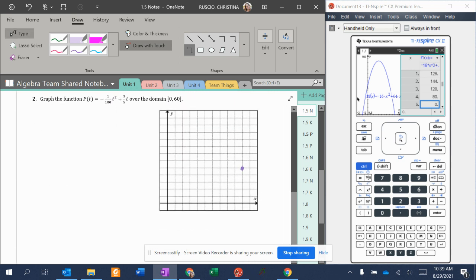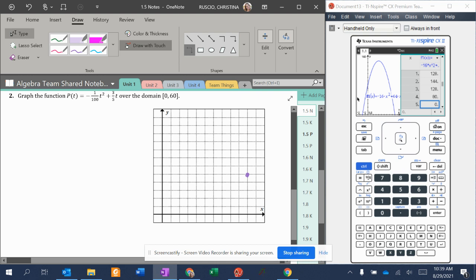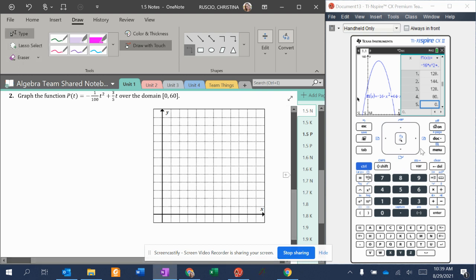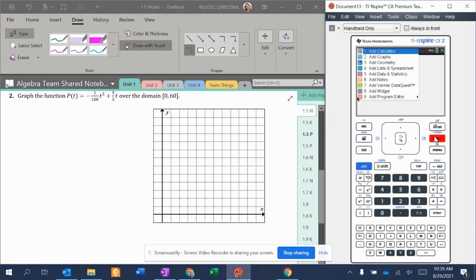All right, number 2, let's graph this one. So this one looks a little interesting because we have some fractions, but that doesn't scare us. So Control Doc adds a new page. We're going to add a graph, and that's negative Control Divide 1 over 100. And remember, our calculator only understands x's and not t's, so we have to convert it for it. And then 3/5 x. And then hit enter.